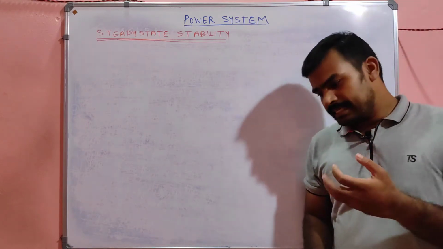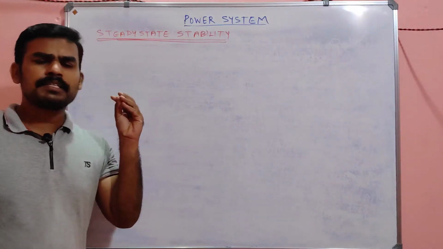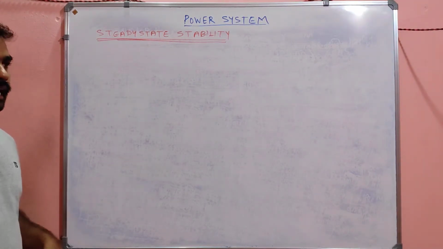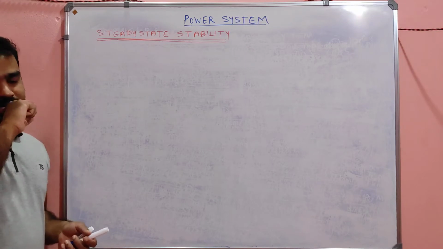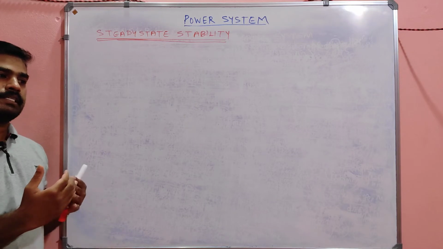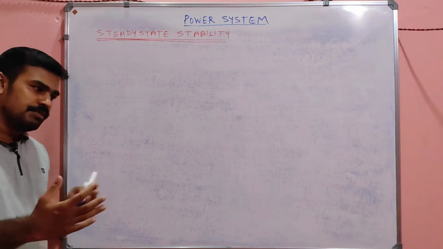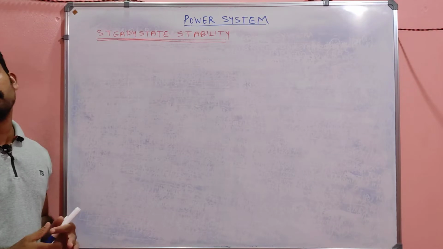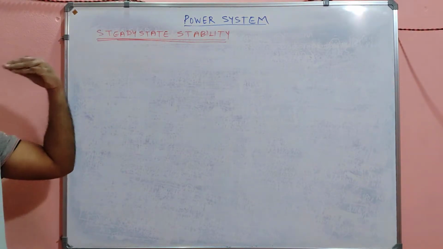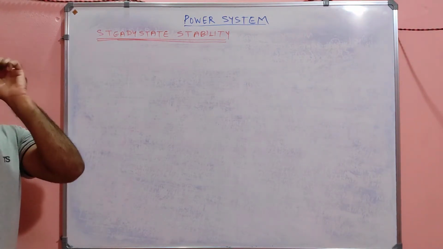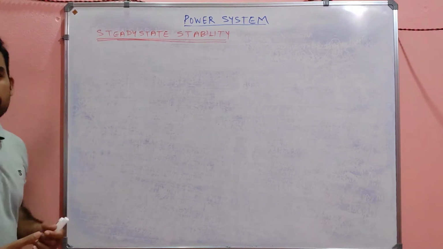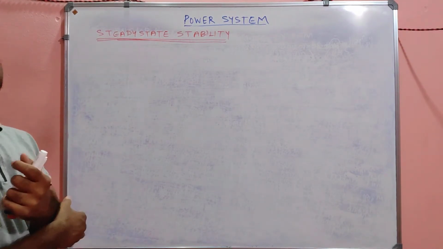The concept of steady state stability is nothing but, my dear, a small disturbance. If a small disturbance is given to the system, then due to that disturbance, for a small fraction of time the system is vibrating or oscillating, and after that it will come back to the original position. That is called steady state stability. So when the system is subjected to a small disturbance, that is the steady state concept.